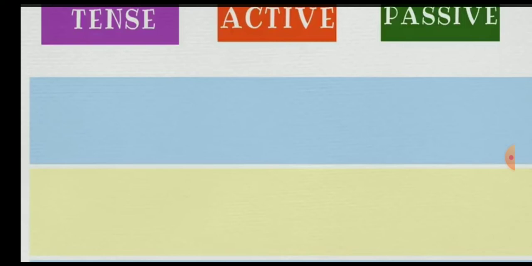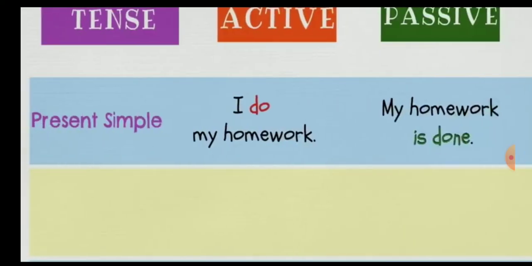We will just go tense wise. Let's start with our learning. And first we will take the present tense. In the simple present tense, in the active case, what we use is the first form of the verb. For example, I do my homework, and it will change into my homework is done.